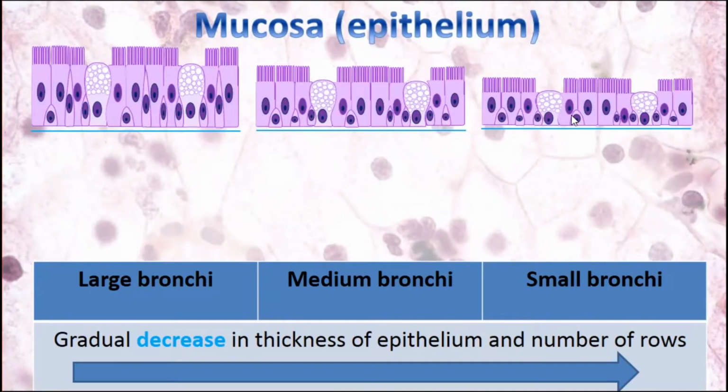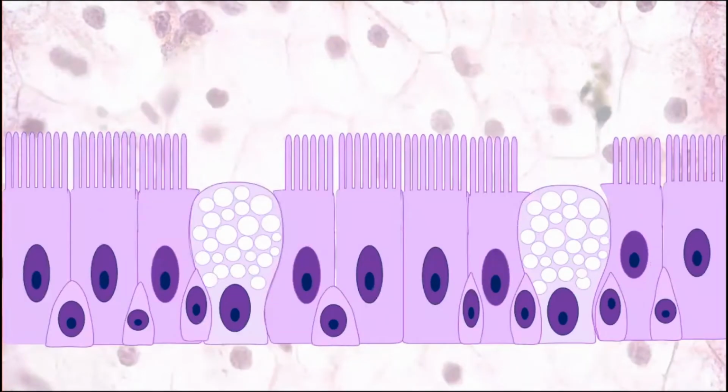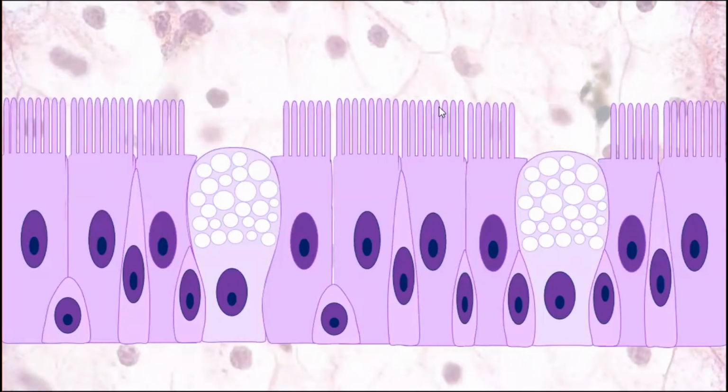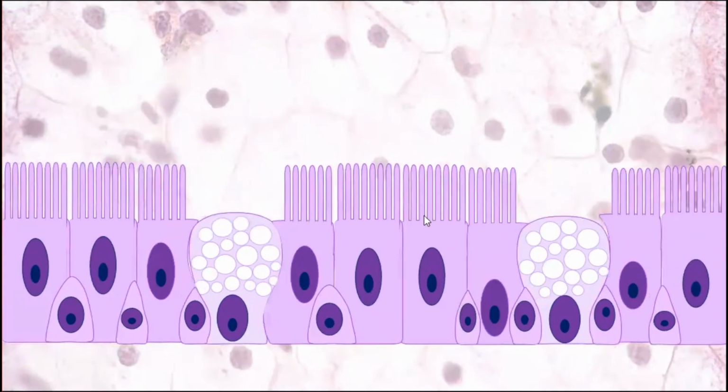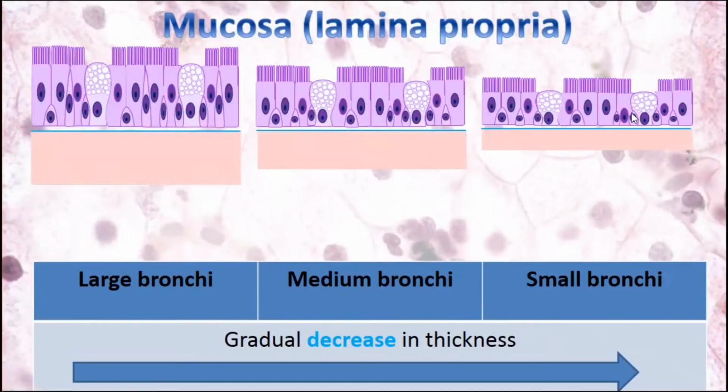So let's look at the appearance of this epithelium. In the large bronchi, we have tall cells. After that, cells in the following generation become shorter, and epithelium is thinner. And in the small bronchi, we can see thin epithelium, which may be even cuboid. Under epithelium, we have lamina propria, loose fibrous connective tissue, and we also can see gradual decrease in thickness. Here you can see the thinnest lamina propria is present in the smallest bronchi, and I think it's easy.